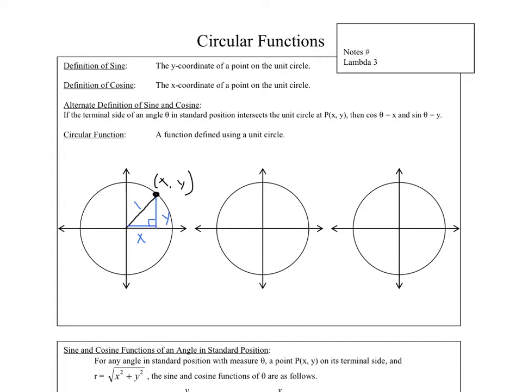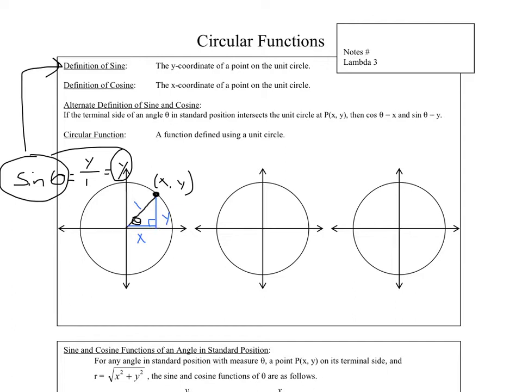So if we take this reference angle, which I'll call theta, we could say sine of theta, if you remember SOHCAHTOA, sine is the opposite leg over the hypotenuse. The opposite leg is y, the hypotenuse is 1, which reduces to y. So essentially we're saying sine of theta is equal to y, which is the definition of sine, the y-coordinate of a point on the unit circle.